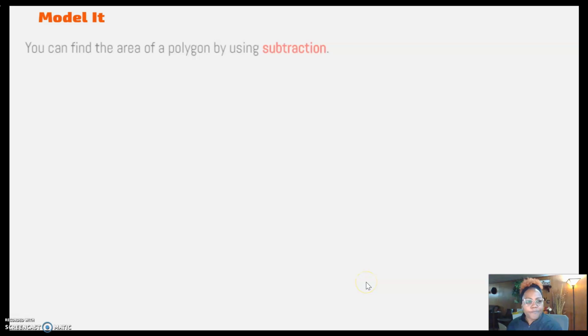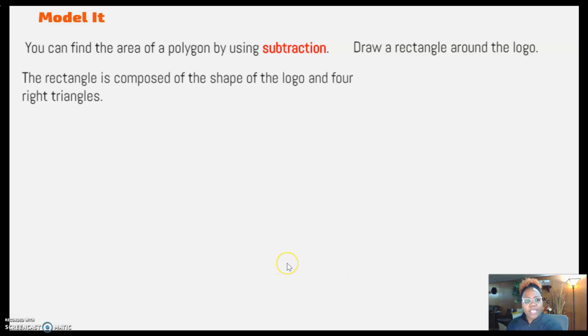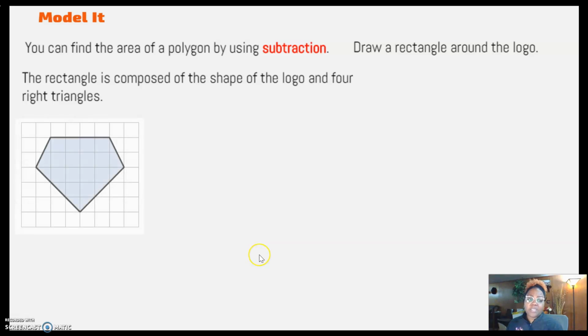Let's take a look. So now we can use subtraction to find the area of these other polygons, these shapes that are undefined, okay? So we can draw a rectangle around the logo, still turning it into something else that we know. So the rectangle was then composed of the shape of the logo and 4 right triangles. So decompose is breaking it down into shapes that we know, but being composed means that we're actually adding shapes to what we already have, okay? Let's take a look at that.